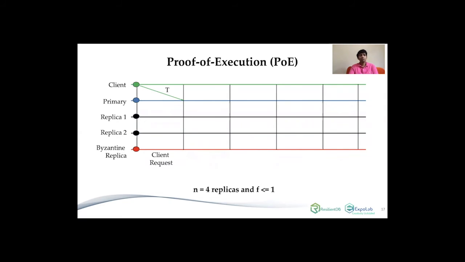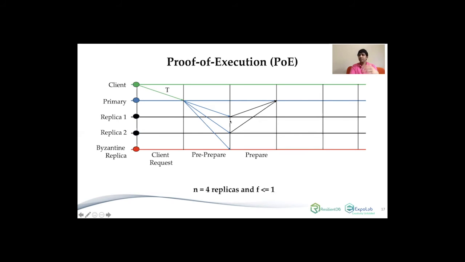How does it work? Client again sends his request to the primary. The primary creates a pre-prepared message, and then the primary sends that to all the replicas. When a replica gets a pre-prepared message from the primary, it validates the client request. It agrees to support primary's request by sending a prepare message. Now, at this point of time, in PBFT, all the replicas were sending prepare message to every other replica.